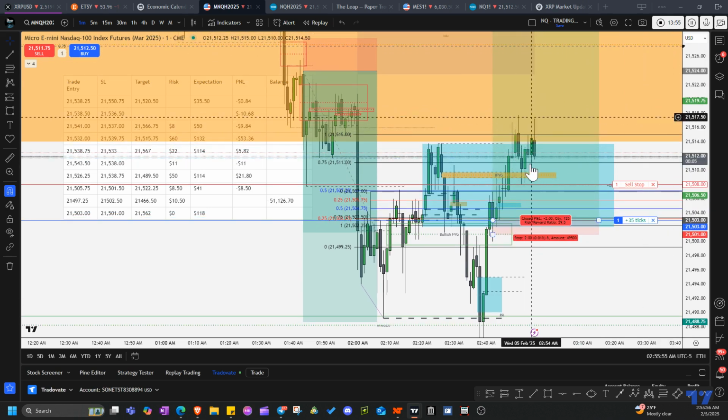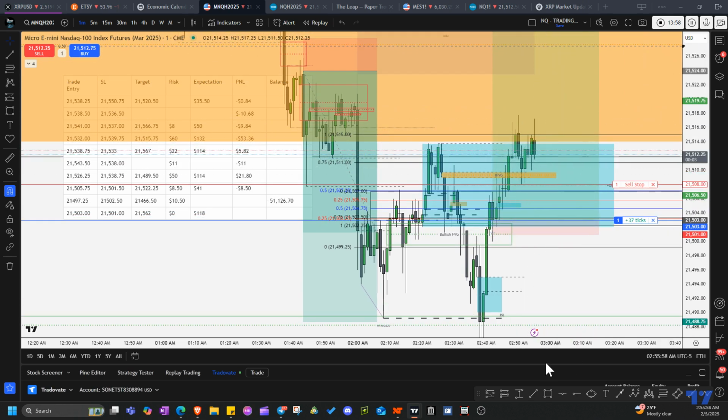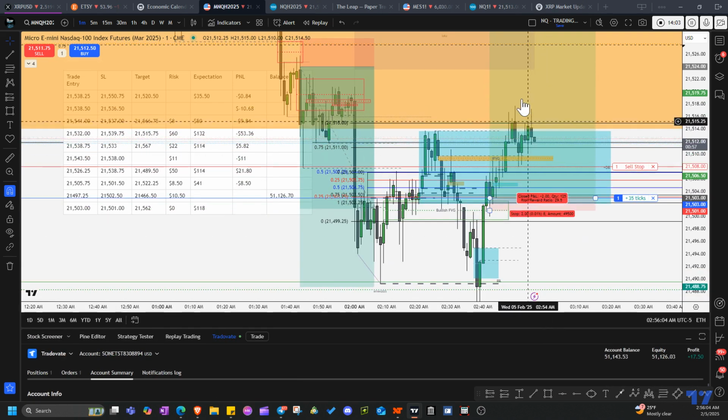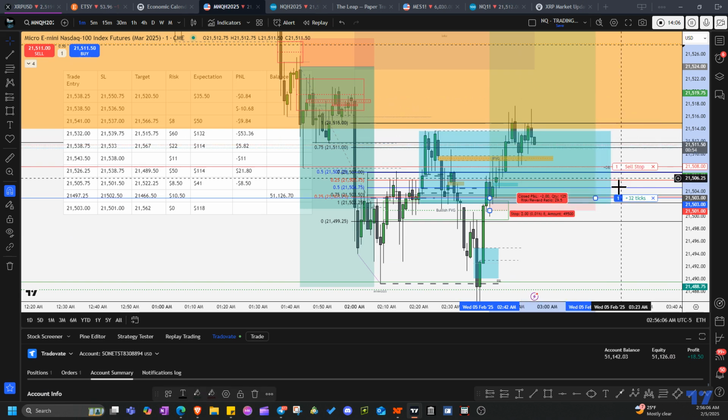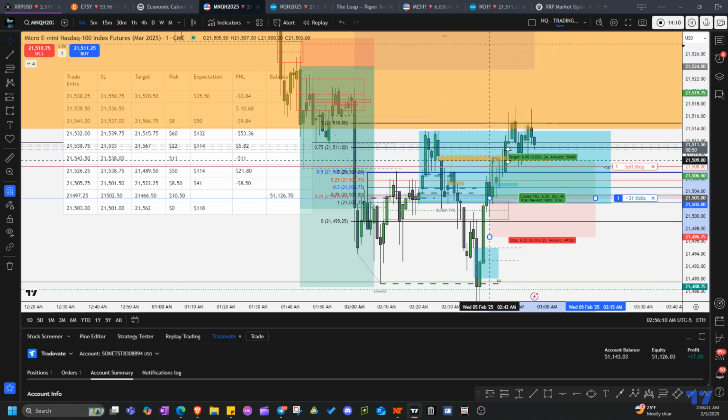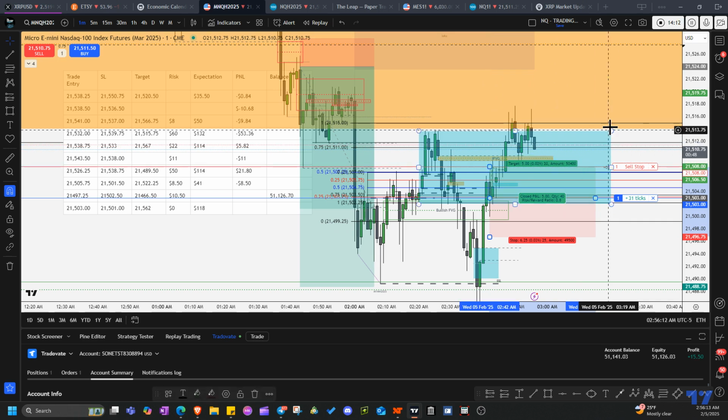And this is an area of resistance, so currently we are only down $24, but if price were to stop us out here, it'd only be 20 points, so it wouldn't be a lot. It would just be $10 that we would make. But let's see.